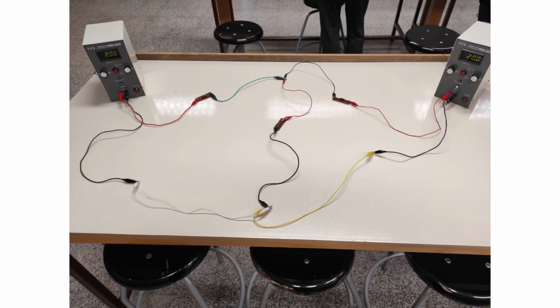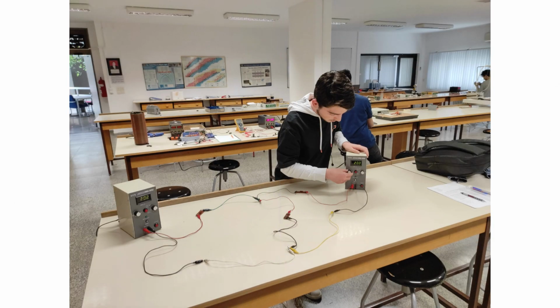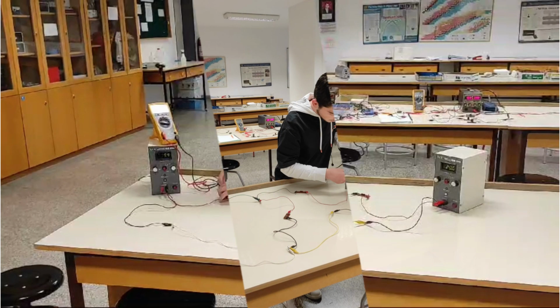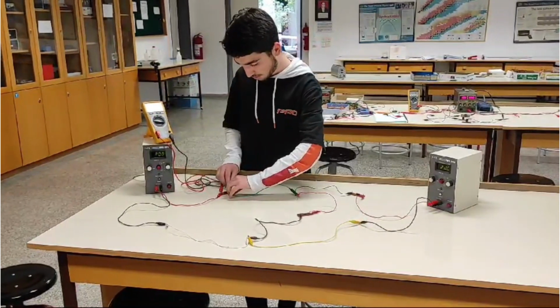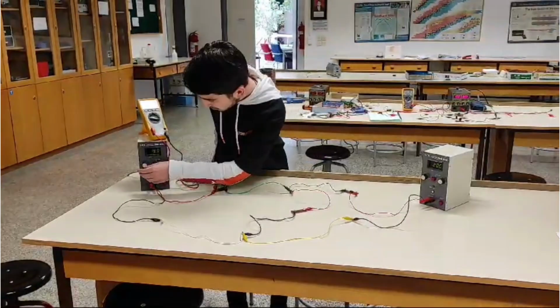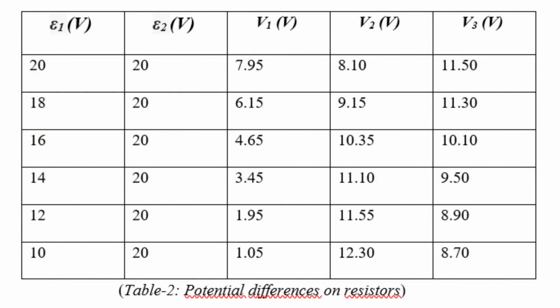At the second stage of the experiment, I used the same circuit and set the DC supplies to 20 volts again. Then I measured the potential on R1, R2 and R3 by using the multimeter. After noting these values in table 2, I noticed that the total voltage in the loop is almost equal to zero. So, these results verify Kirchhoff's second law.